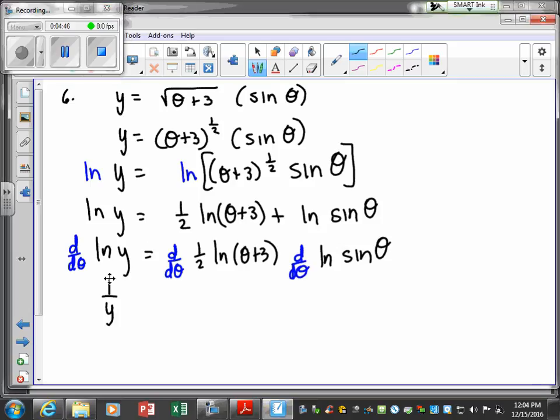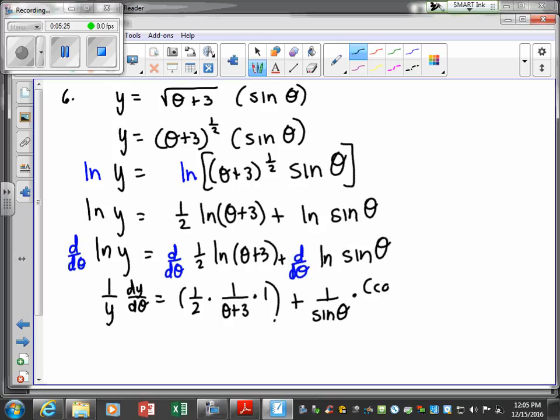So 1 over y, but we have dy/dθ, right? Okay, here we just have the 1/2. So we have our 1/2. 1 over, when we take the derivative of that, 1 over theta plus 3 times the derivative of our inside function. What's the derivative of this? Just 1. Good. Then we have plus. I left off a plus right there. The derivative of this is just going to be 1 over sine of theta times the derivative of this. What's the derivative of sine of theta? Cosine of theta.